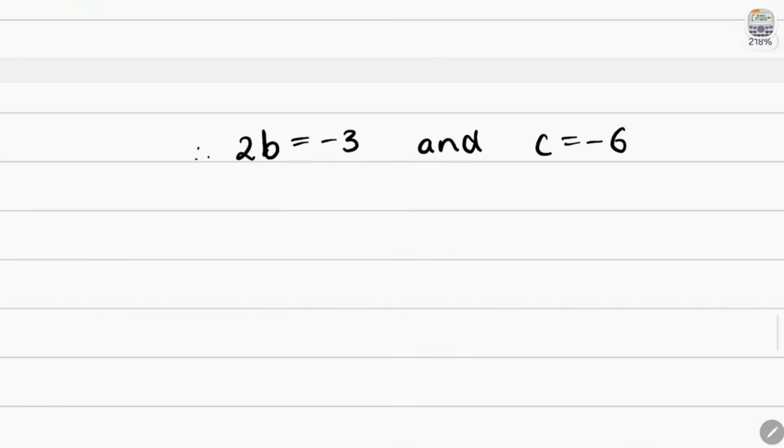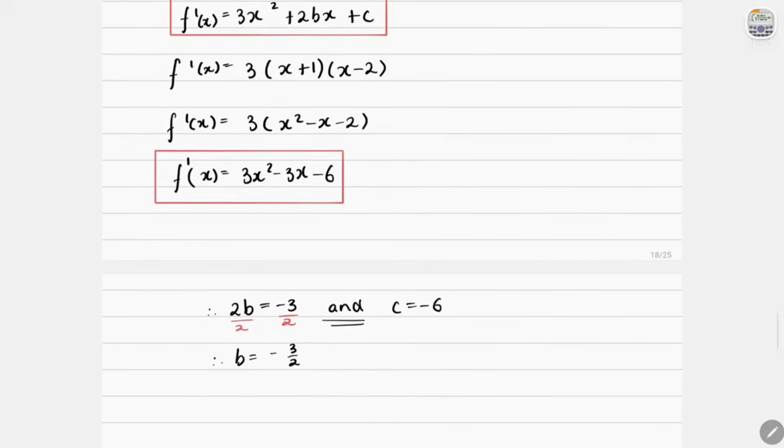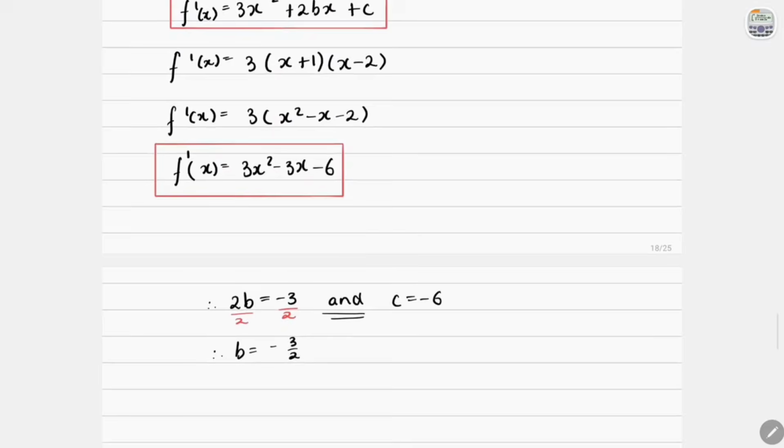And we just need to solve for b. So you can divide both sides of the equation by 2. Therefore, b equals -3/2 and c equals -6. And that is our answer. And that is it for question 7.